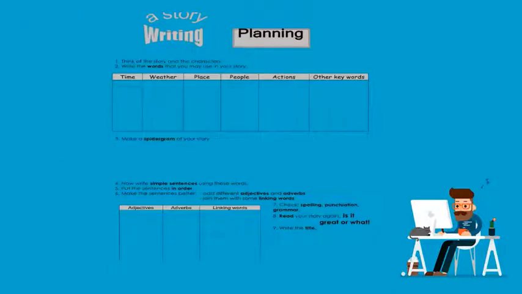Okay, guys, this is the last slide which represents the homework that you are going to perform. It's the planning of your own story. So you are going to plan your own stories with the same elements that you have seen in the previous slide. You are going to follow my steps as I did with the story that I read for you.